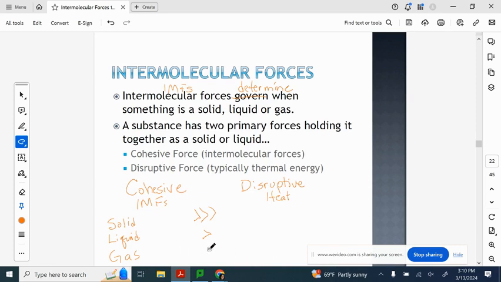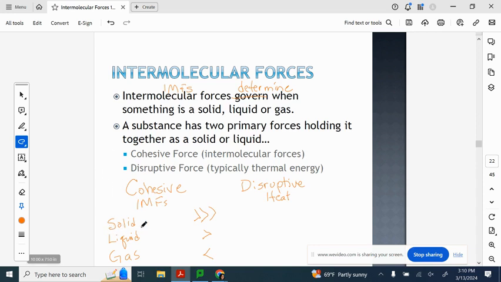When you get to a gas, that flips. Your cohesive forces, your IMFs, are gone for the most part, and the disruptive force overwhelms them. So here, sitting in this room, you've got gas all around you. You can't see it, thankfully, because we don't want the gases that we can see usually. Those are bad gases. Now, you can see a gas, you don't want it around you. So gases are all around you. They have very weak IMFs.